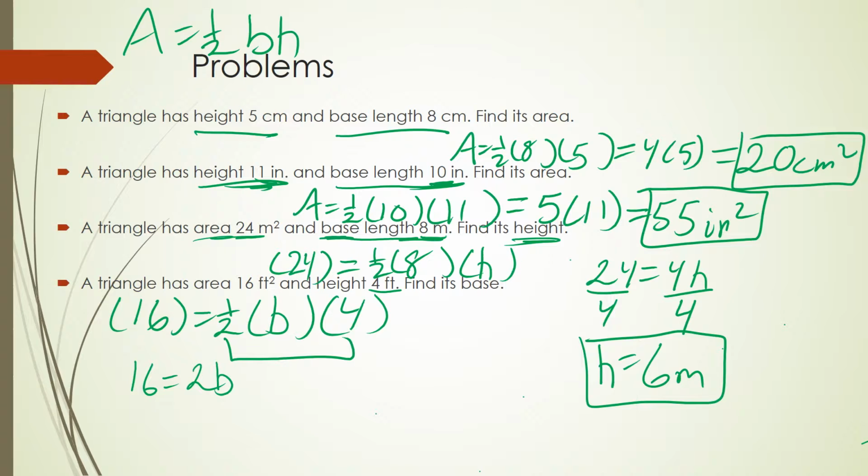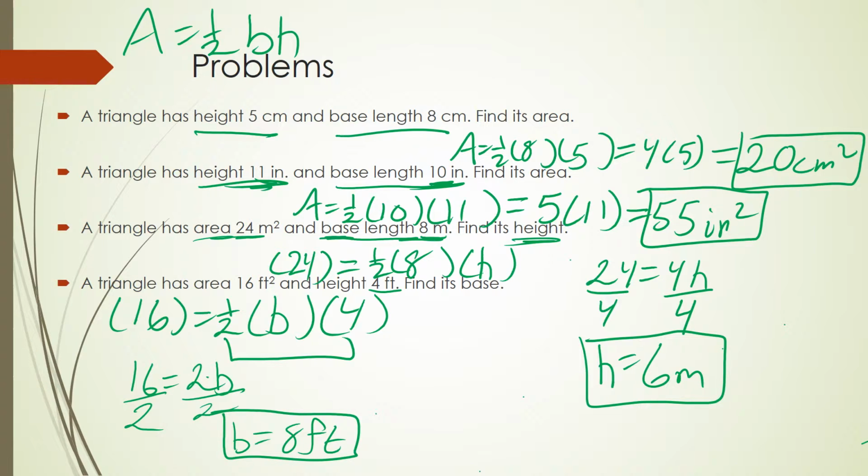Now again, we're solving for b, so we have to get b by itself. To solve for b, we have to do the opposite of what we're doing to the b. Since we're multiplying to the b, we have to divide to the b. We have to divide by the same thing we're multiplying, and what we do to one side, we have to do to the other, so that means we have to divide the 16 by 2 as well. So 16 by 2 is, of course, 8, so the base is 8 feet.